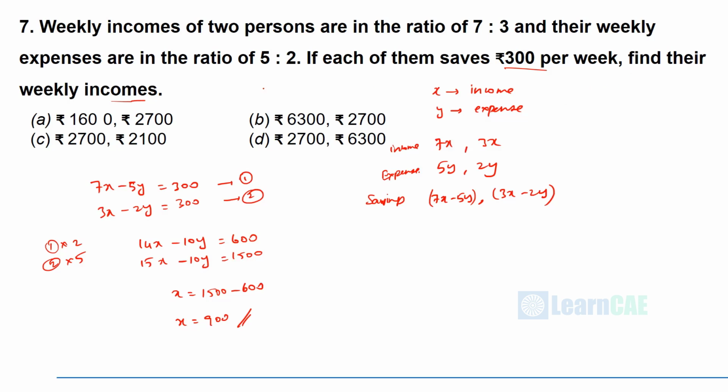But they are asking their weekly incomes. Weekly incomes are 7x comma 3x. So 7 into 900 comma 3 into 900. 7 into 900 is 6300 and 3 into 900 is 2700. So the answer is B, 6300 and 2700.